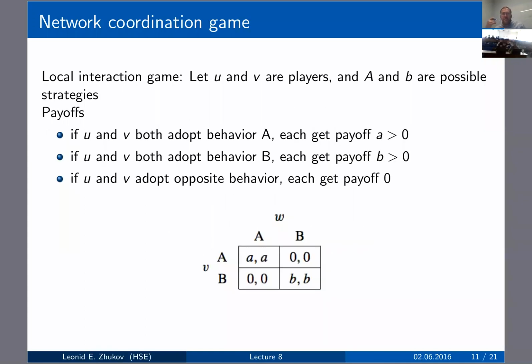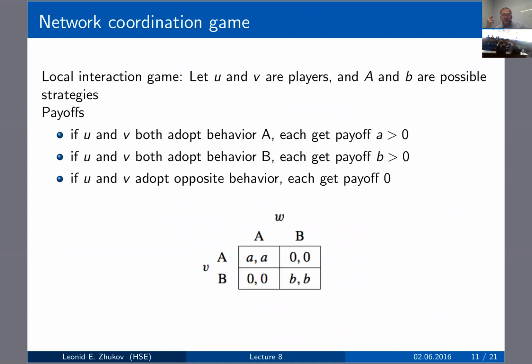In order to formalize it, we'll look at the game theory approach, and we will consider the so-called network coordination game. This is a very, very simple game where there are two players, and those players can play different strategies. Depending on the strategy they play, they can have different payoffs. This is the language of game theory.